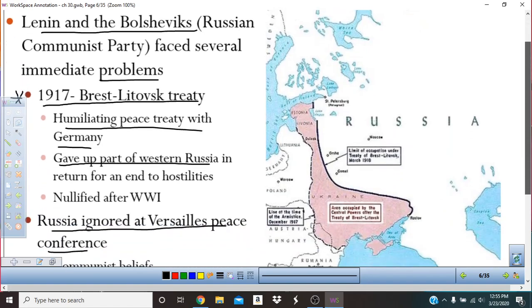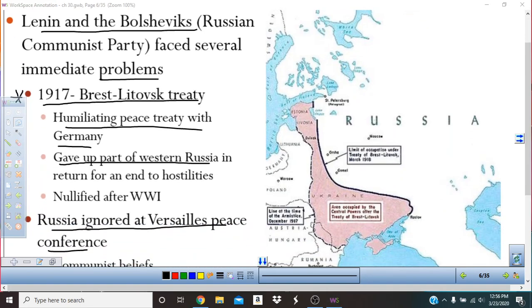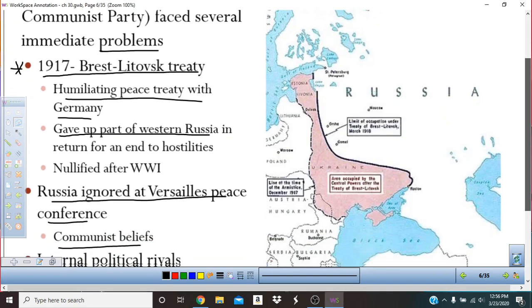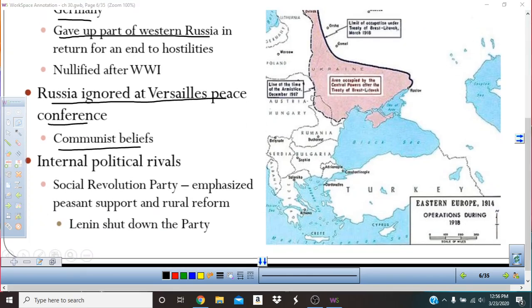So, Lenin is in control in 1917, and one of the first things he does is he gets out of World War I. He's going to give all this land here that we see in pink, hand that land over to the Germans. In exchange for that, they're going to be granted withdrawal from the war, which is what the people definitely want. Once again, the Treaty of Versailles caused a lot of problems for a lot of countries, and Russia was mainly ignored in that meeting as well, in that conference, because of the fact that they were communist.